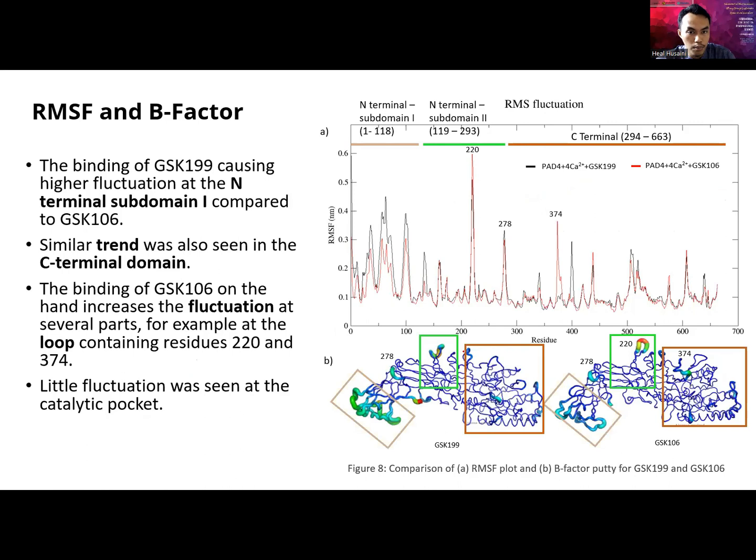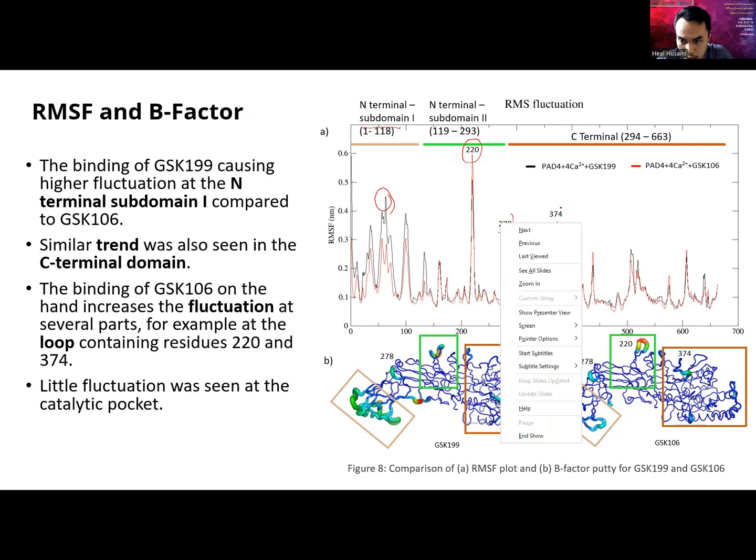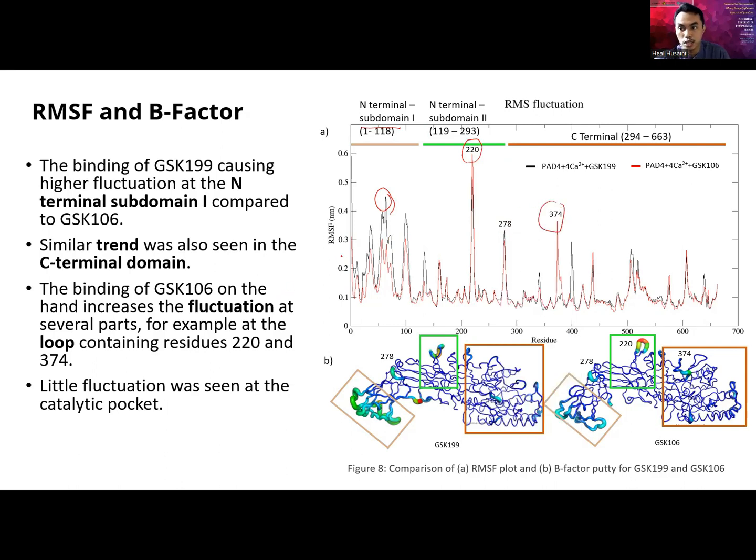For RMSF, PAD4 with GSK199 records a high value of fluctuation at the N-terminal subdomain 1 here. We can see in the black color that it has a higher RMSF value compared to GSK106. And then we can see fluctuation here, which happens because this structure is actually a loop structure, so it fluctuates compared to the others. At the C-terminus, we can see a similar pattern of fluctuation.